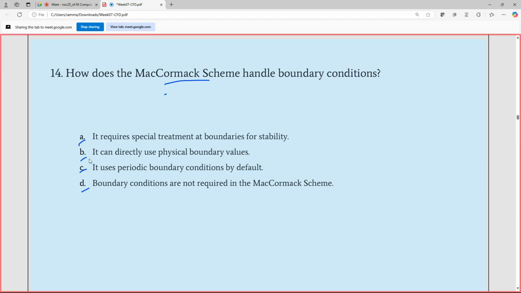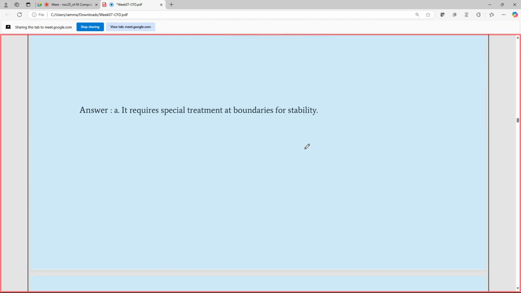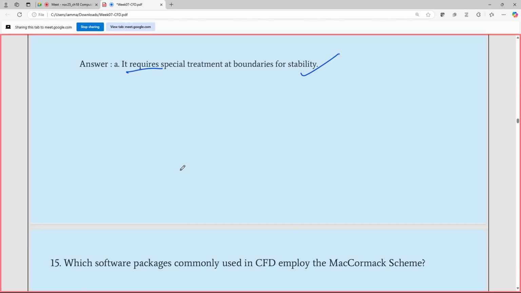Option A, that is, it requires special treatment at the boundaries for stability. That's our answer. Answer is McCormack scheme requires special treatment at the boundaries for stability. Moving on to next question.